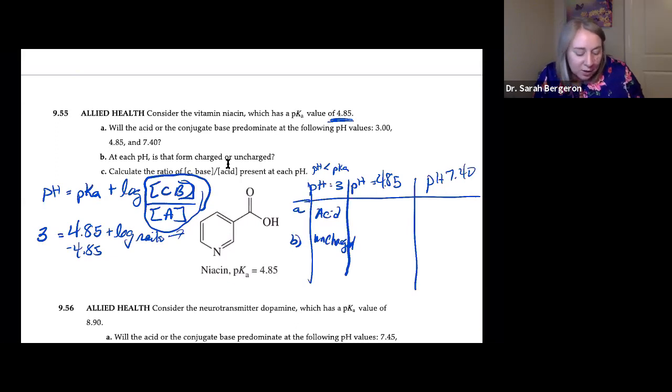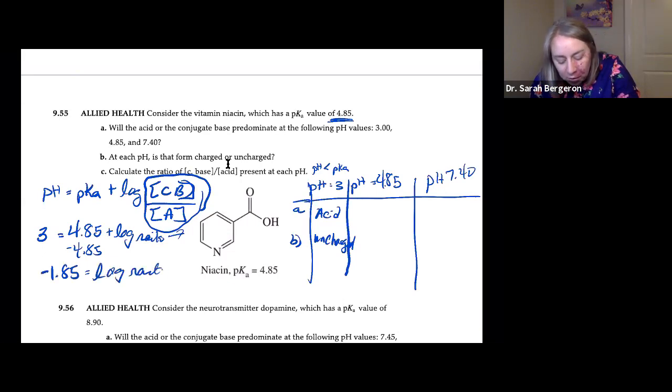So you get, I didn't even do this one beforehand, 4.85, 3, so that gives me negative 1.85 is equal to the log of the ratio, right? And so we take the inverse log. So we say 10 to the negative 1.85. So if you do that, what you should get is 0.014. So that's C, right?